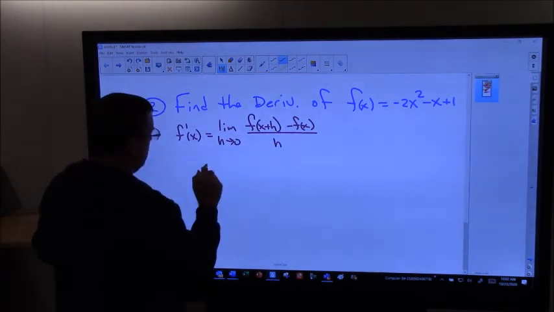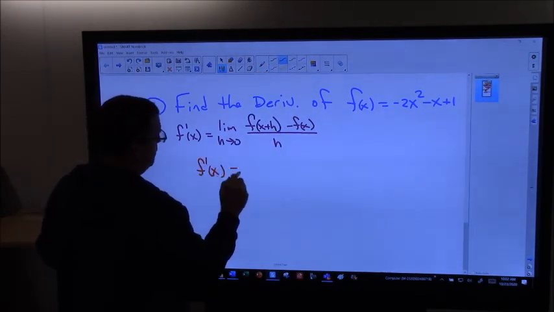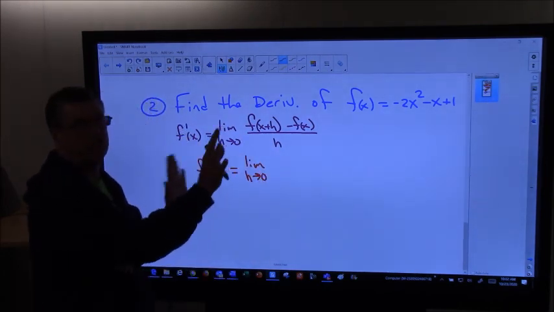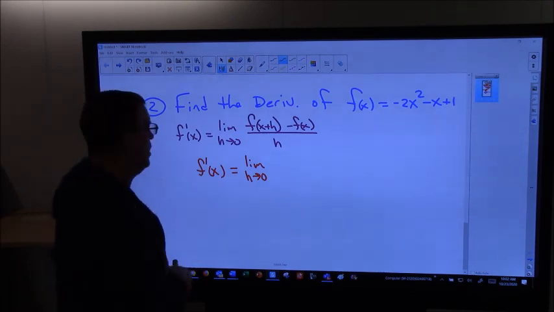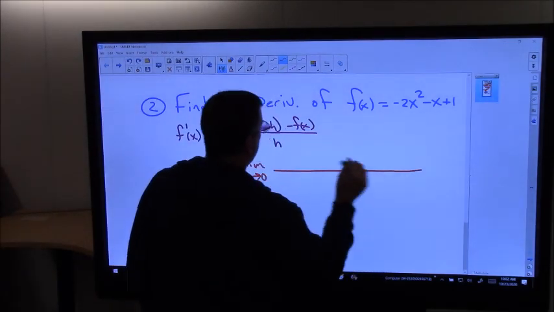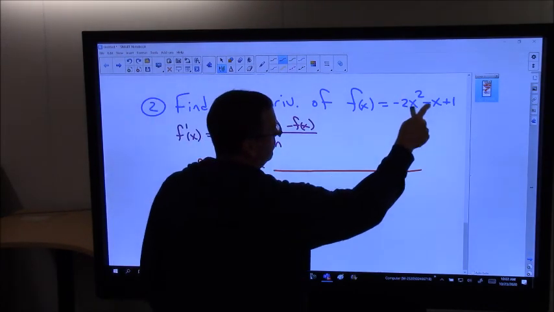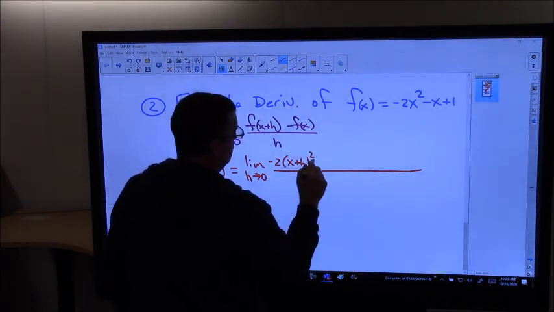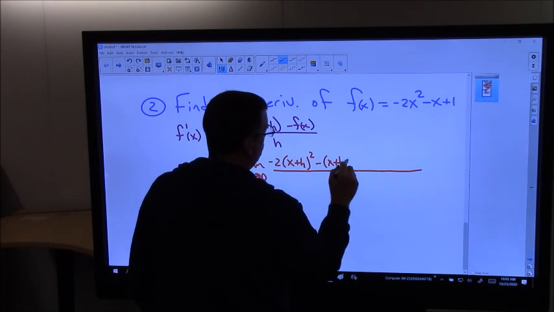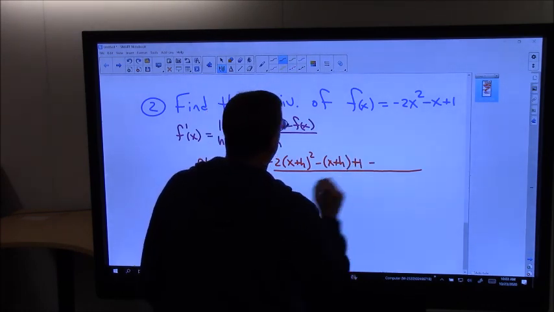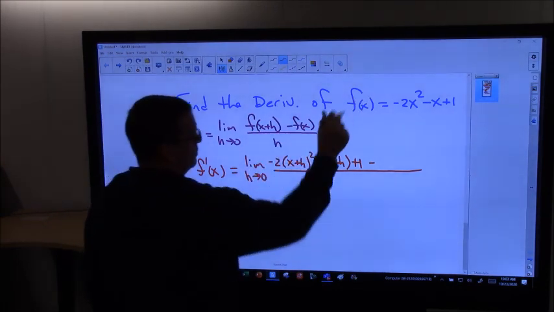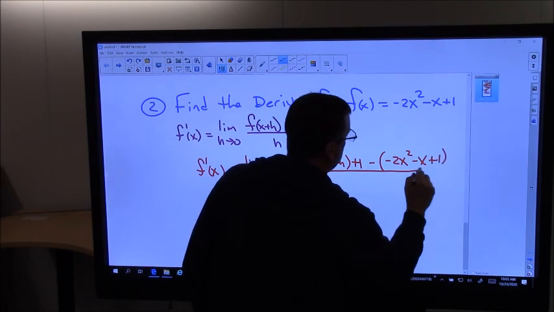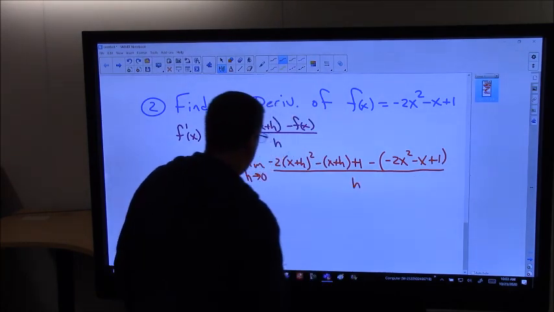All right, so I'm going to say that f prime of x for this problem is equal to the limit as h approaches 0. If you have delta x, just leave it that way for now. Okay, you can do the next one with h. And I've got this fraction where I'm going to put x plus h in place of these two x's. So I've got a negative 2 times x plus h squared minus x plus h plus 1 minus my original function, minus negative 2x squared minus x plus 1, all over h.